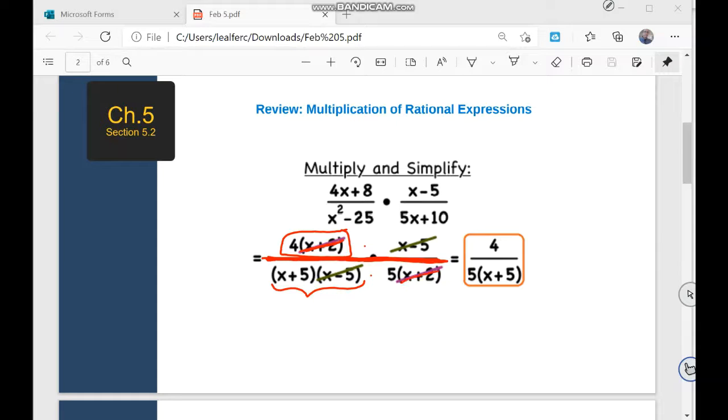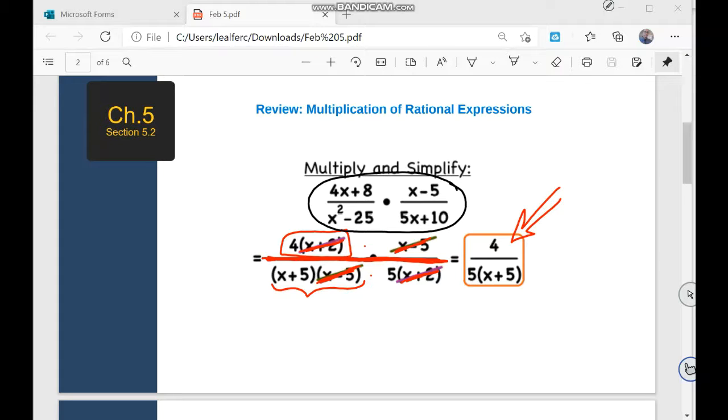X plus 2 and x plus 2, you can cancel. X minus 5 and x minus 5 you can cancel, and at the end you're going to have a much simpler, nicer, and shorter expression that can work much easier. Look at that, 4 over 5 times x plus 5. This is equivalent to the whole thing. All this whole thing here.